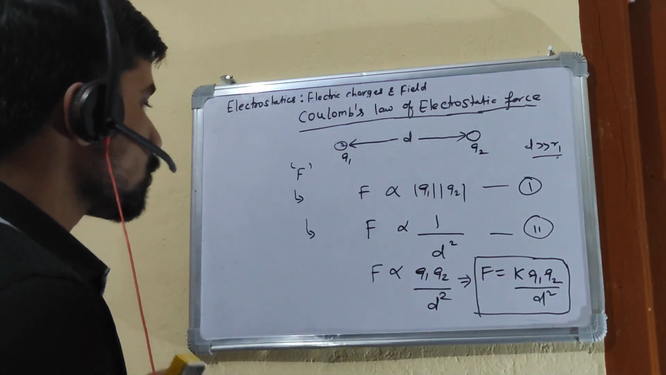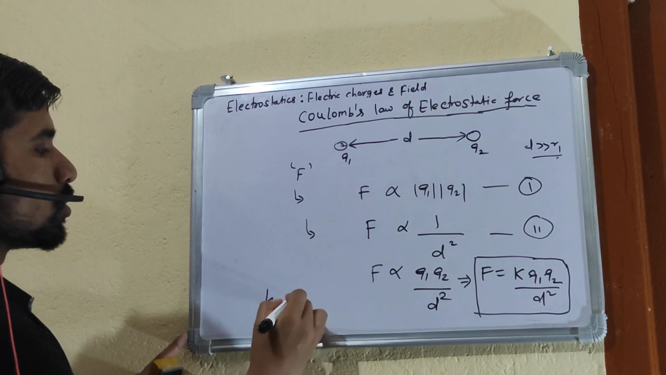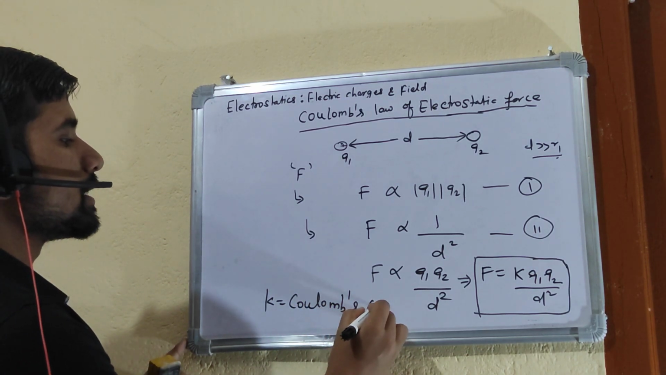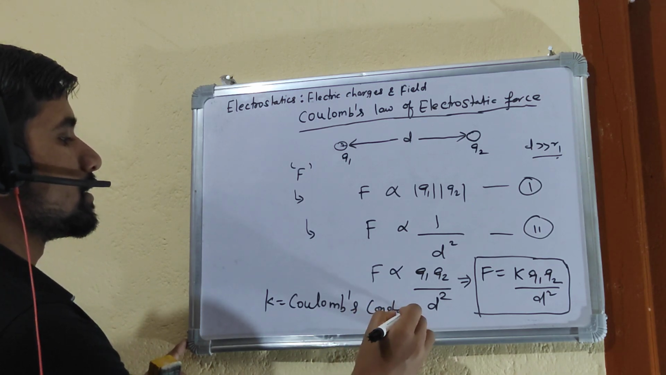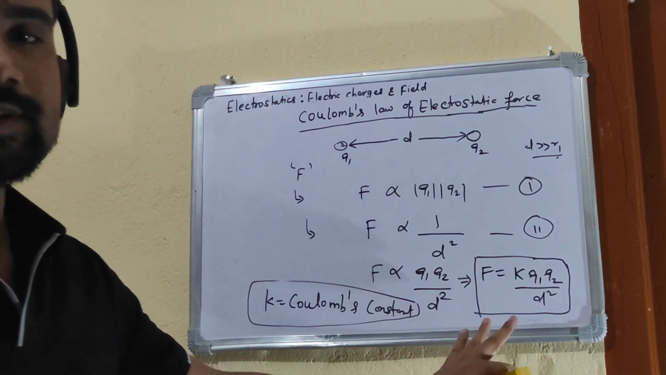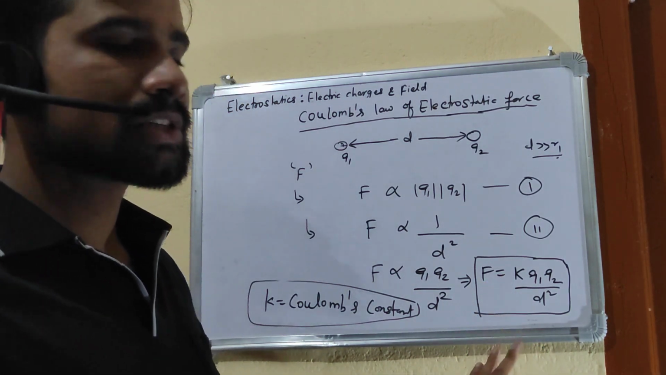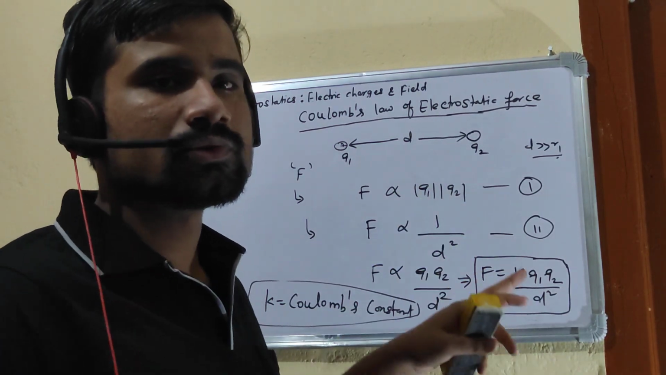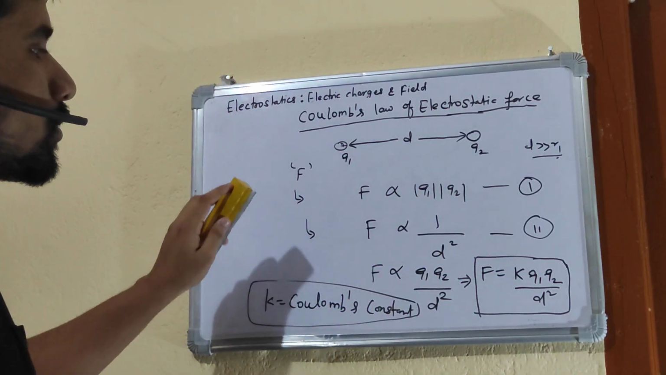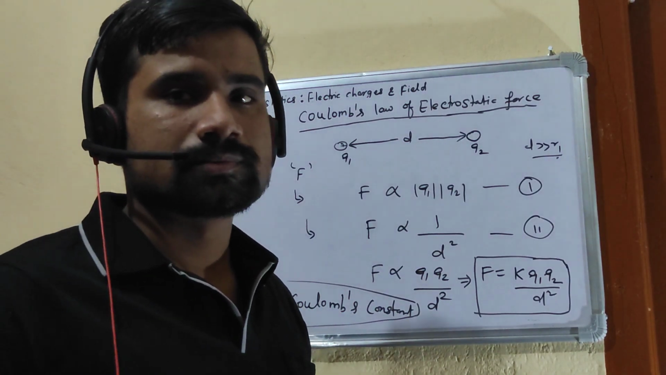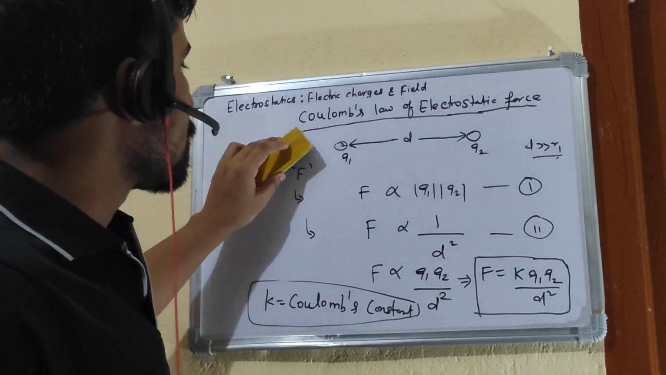Here k is called Coulomb's constant. Since it was experimented by Coulomb, it is called Coulomb's constant, right? We will talk about the value of k later, but this is the expression of force. By this expression, we can easily calculate the force of attraction or repulsion between two charged bodies. Now here are some assumptions in Coulomb's law. Let me talk about that.